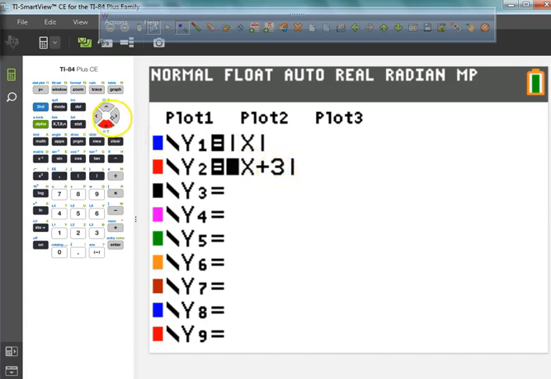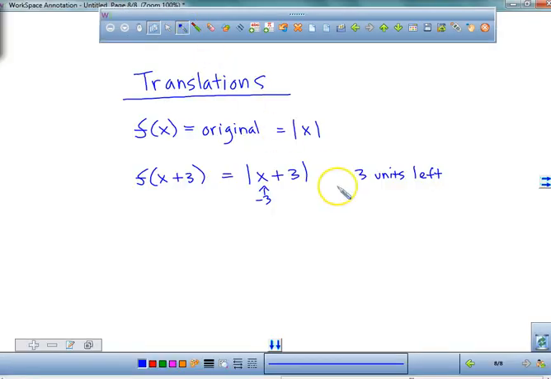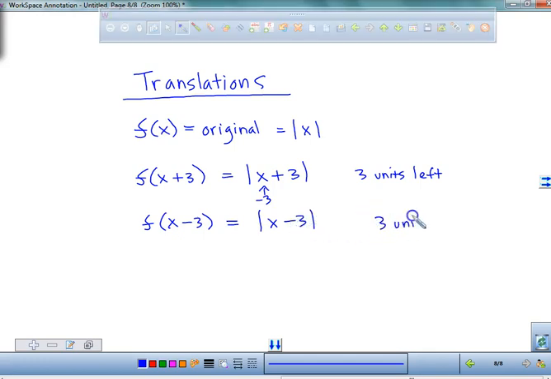Now look what happens if you change it to x minus 3. Look what happens. It does what? It goes 3 units to the right. So, if I have f of x minus 3, that becomes x minus 3, and that goes 3 units to the right.